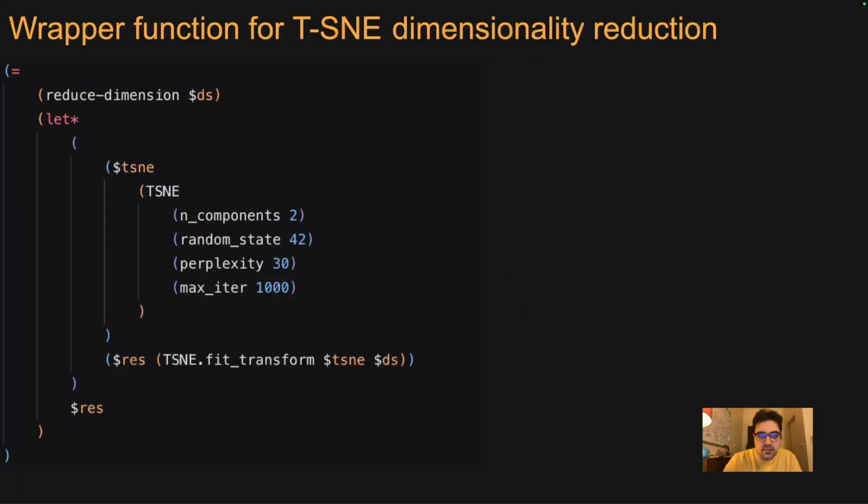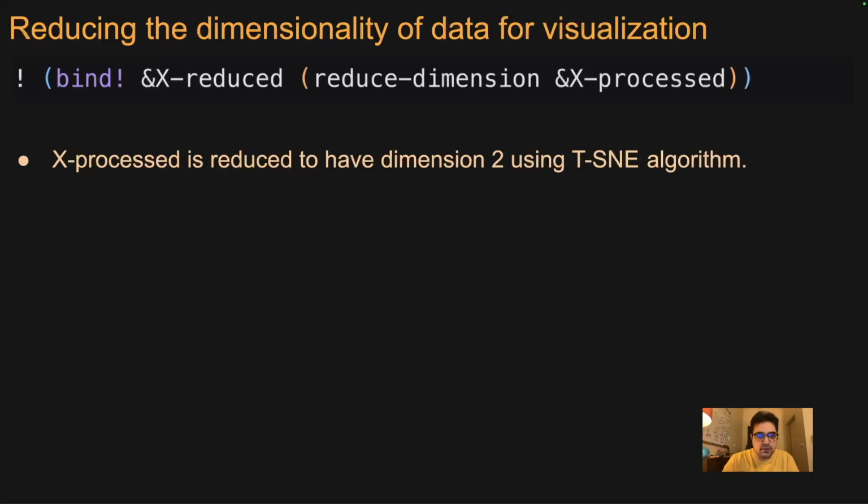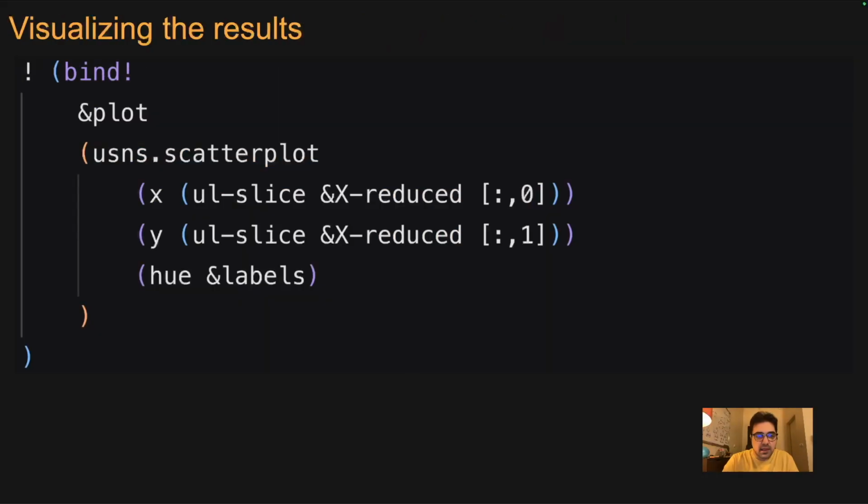We also define a dimensionality reduction function that uses scikit-learn's t-SNE algorithm to reduce the dimension to 2 for visualization purposes. Here we call the algorithm over process data and get the clustering labels. We then call the reduce dimension function on the process data to compute the x reduced data with dimension 2 for visualization purposes. And we visualize the data using the Seaborn Python package. We cluster labels to assign the colors of data points.